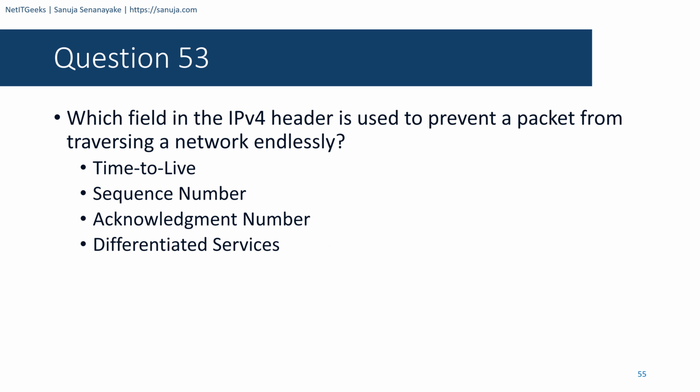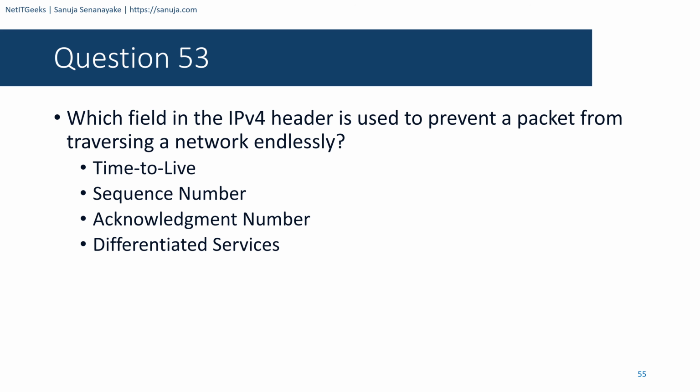Question number 53. Which field in the IPv4 header is used to prevent a packet from traversing a network endlessly? Remember, IP protocol in general is a connectionless system. It basically sends packets out. So how do we make sure that a packet won't remain in the network because it couldn't find the destination? At the end of the day, we'd end up with a whole bunch of packets clogging up the network. So how do we prevent clogging of the network by packets that are not delivered?